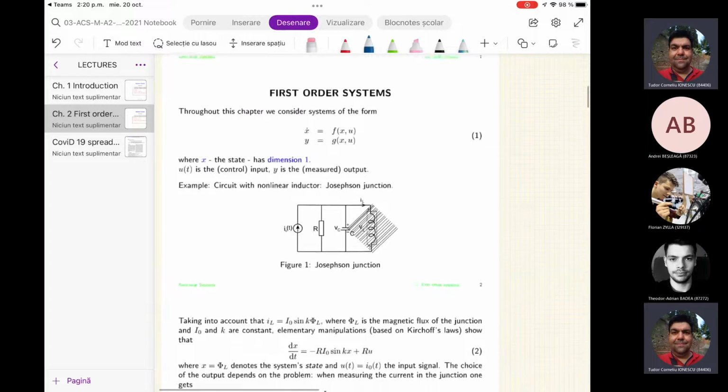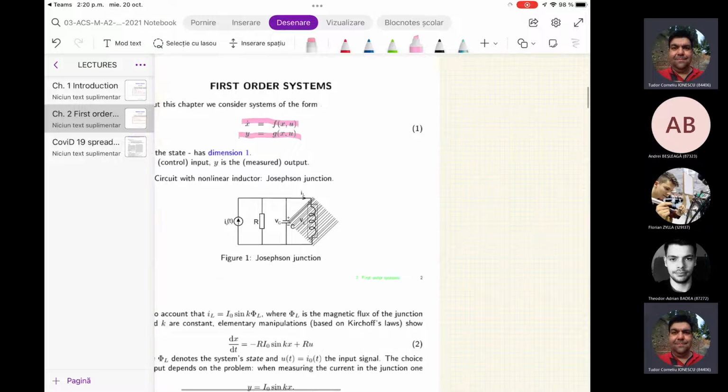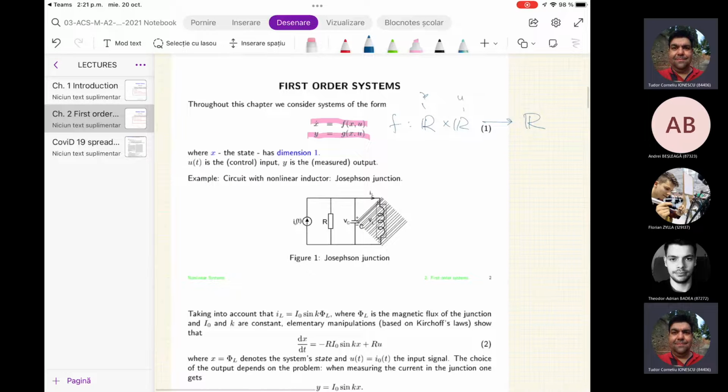So what is a first-order system? A first-order system is a system of this type: x dot is f of x and u. This is the dynamical part, and then the measurement part, the output. Here x is the state, u is the control, and y is the measured output. So f is a real function, defined on R times R, from the state x and from the input u, valued in R. It's just a function.